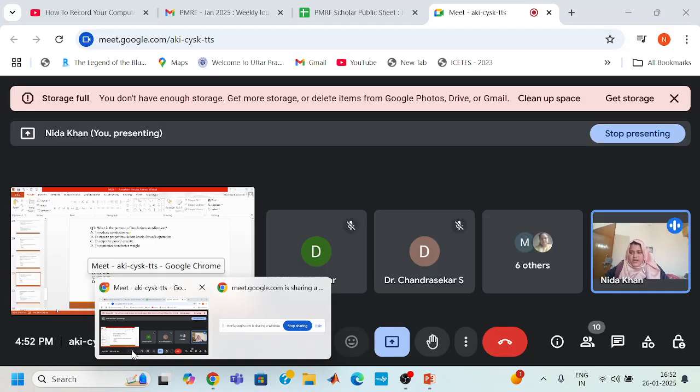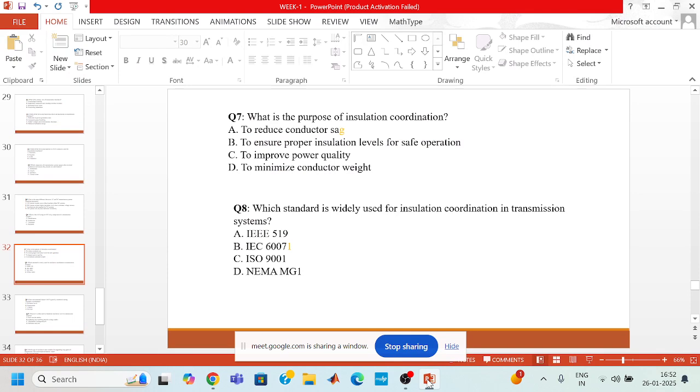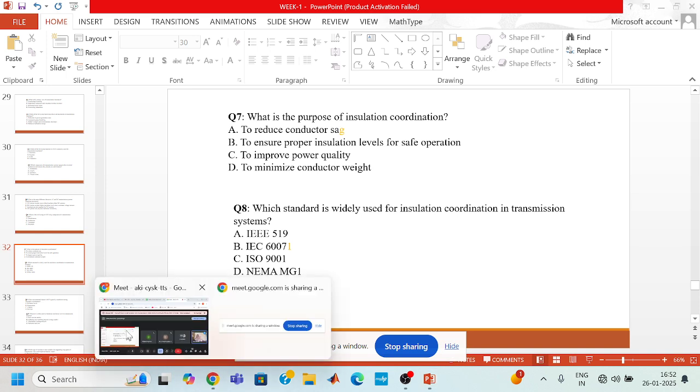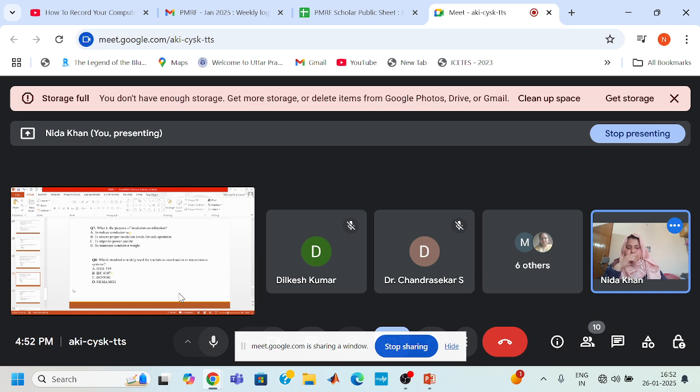What would be the answer to the eighth question? Which standard is widely used for insulation coordination in transmission systems? The options are IEC 60071, IEEE 519, ISO 9001, and NEMA MG1. So the correct answer is B, IEC 60071.